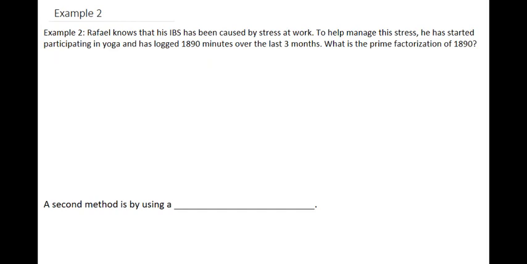Example 2. Raphael knows that his IBS has been caused by stress at work. To help manage this stress, he started participating in yoga and has logged 1,890 minutes over the last 3 months. What is the prime factorization of 1,890? So the second method we're going to look at is by using a divisibility ladder.